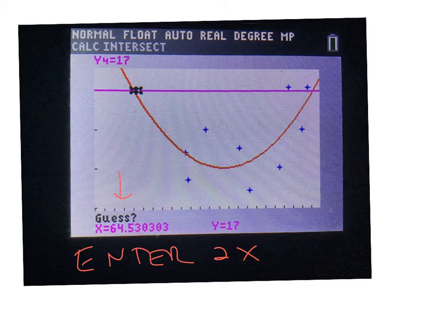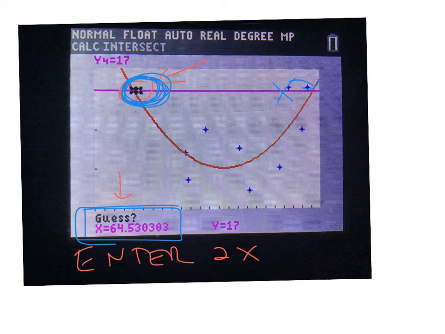Then when the guess prompt pops up, using the arrows, you want to move the cursor to this other point of intersection, because your calculator gives you the point of intersection that's closest to wherever the cursor was. Last time our cursor was about here, so that's why the calculator gave you that 83 degree answer. But now before you press guess, press the left arrow button and move it closer to the other point of intersection. When the cursor is on this point of intersection, press enter for the third time.